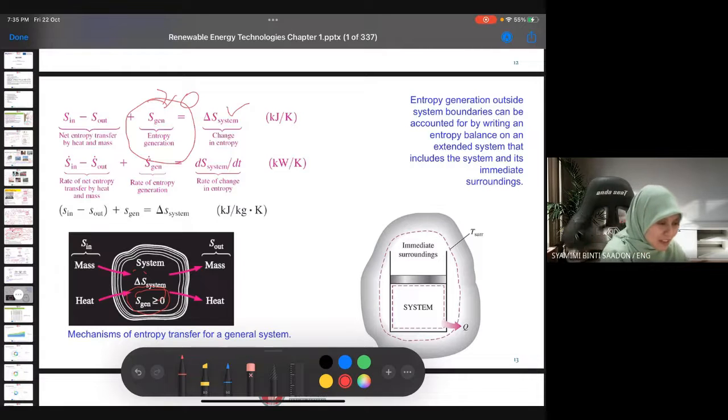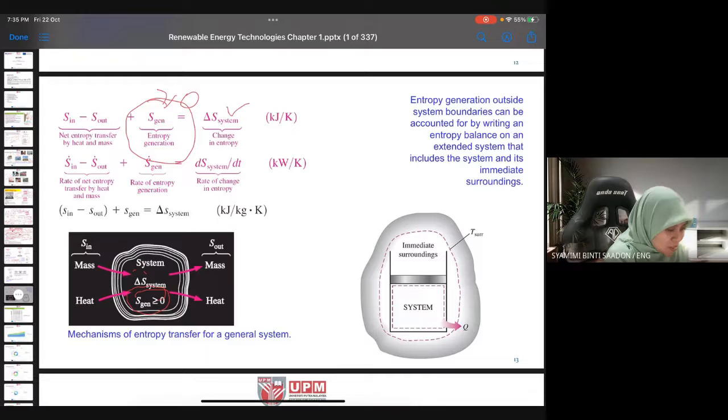So that's all for the recap of the first law and second law of thermodynamics. I just picked the most important parts of thermodynamics that we are going to apply later on.